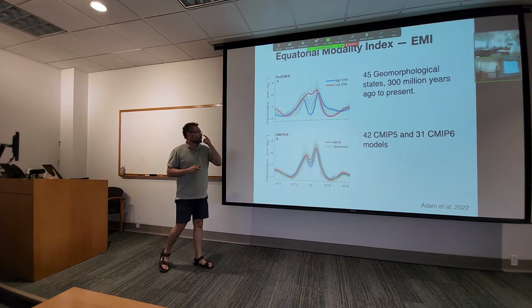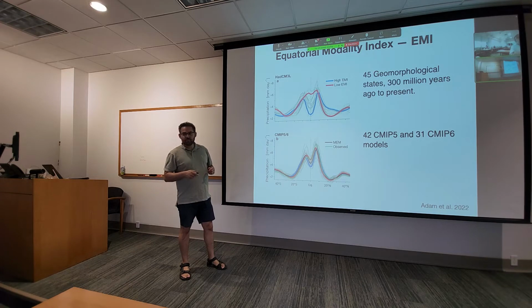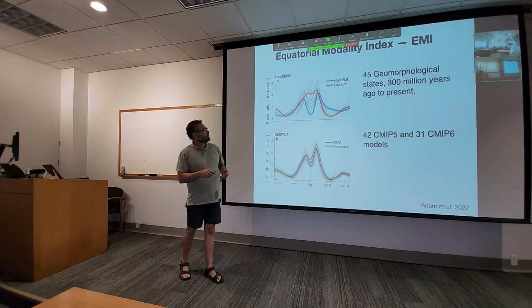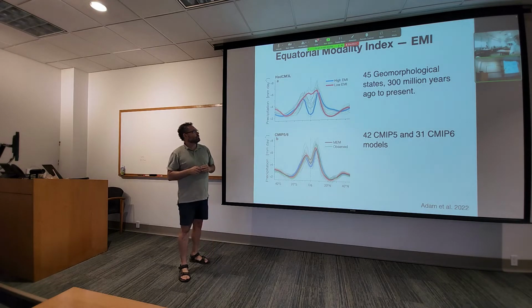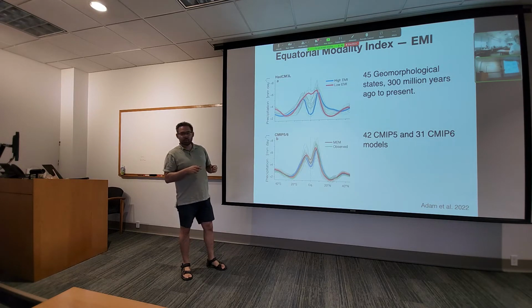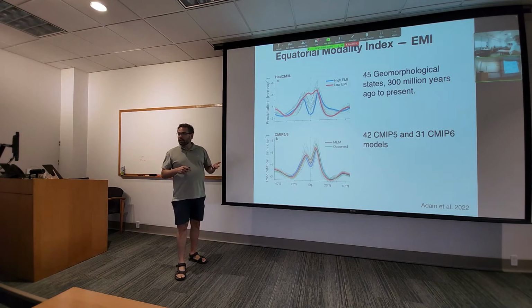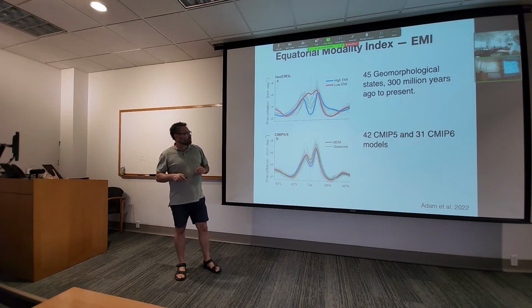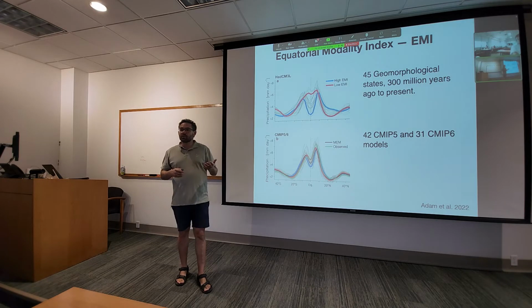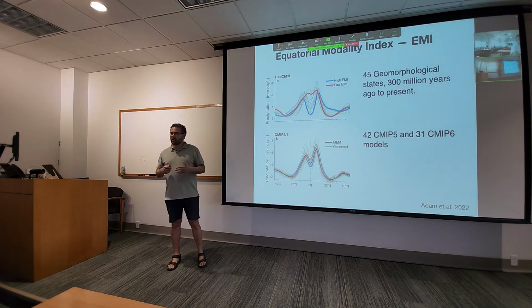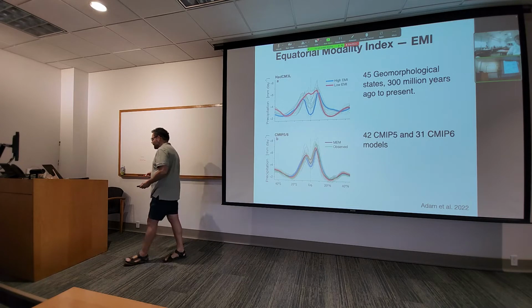So we tested this parameter over a sweep of 45 simulations of paleostates spanning the past 300 million years, again using the HadSM3 model. And as you can see, it nicely captures variations between unimodal climates and bimodal climates. And similarly, we tested this over 73 CMIP models, 42 from CMIP5 and 31 from CMIP6, and it distinguishes between high and low EMI climates. Not surprisingly, the models that have a lower EMI are also the ones that have a weaker double-ITCZ bias.